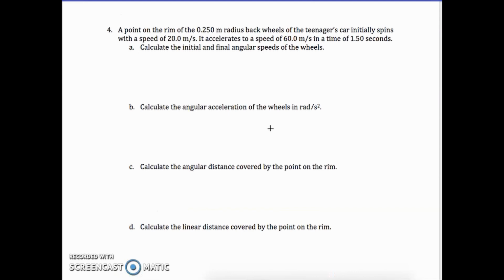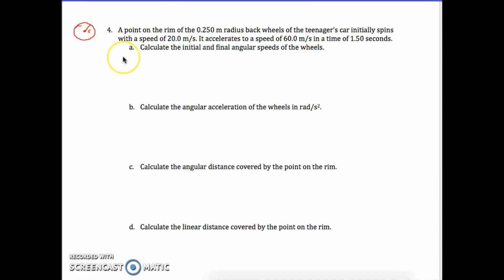All right, now we're going to tie in linear distance and take a look at how linear distance relates to the angular distance. Before we can calculate any of our angular quantities, we need to convert the linear quantities to the angular quantities. So we have our circle here with a radius of 0.25 meters.